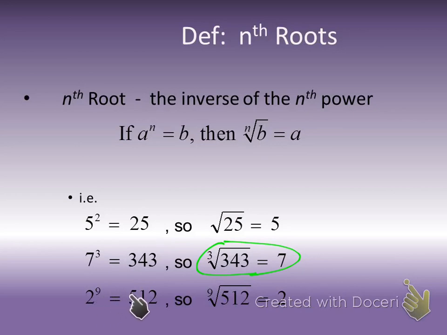2 to the 9th is 512, so the 9th root of 512 is 2. And in a little bit we'll get into how to handle that and everything else. It's not a whole lot different from your regular old-time square roots.